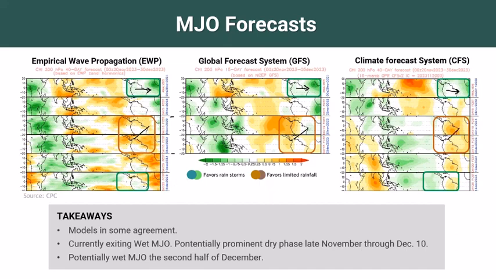Regarding the next wet pulse, there's still low confidence in this, but it's very likely that the second half of December is when we're going to get the next wet pulse of the MJO, ¿no?